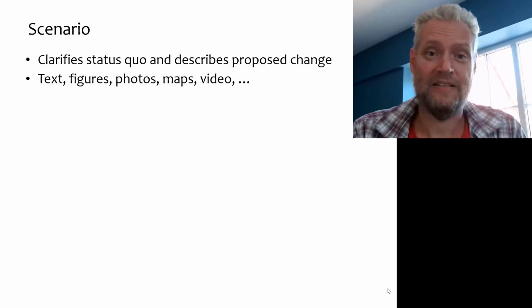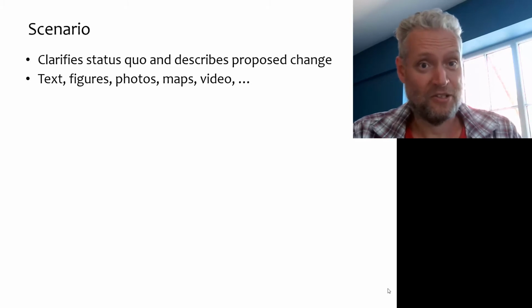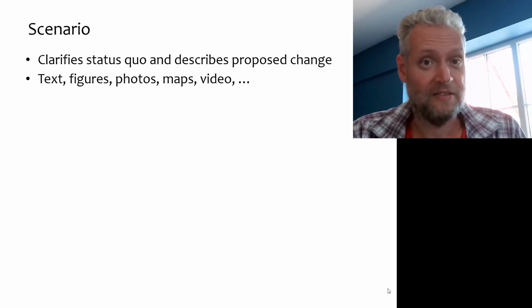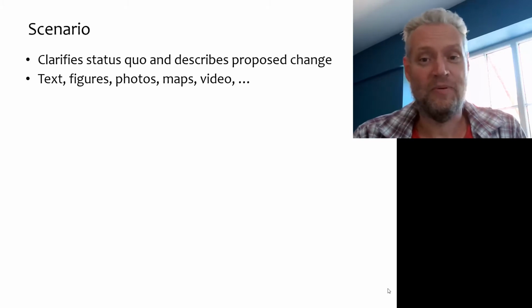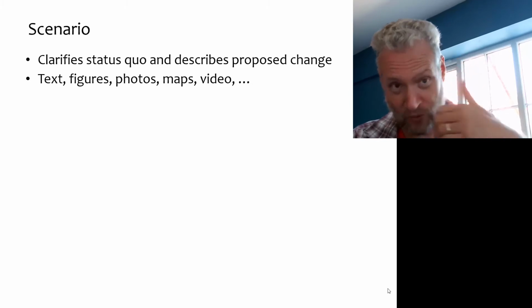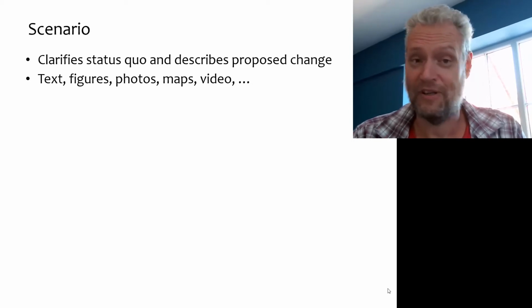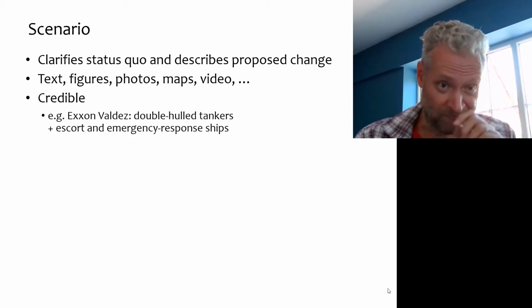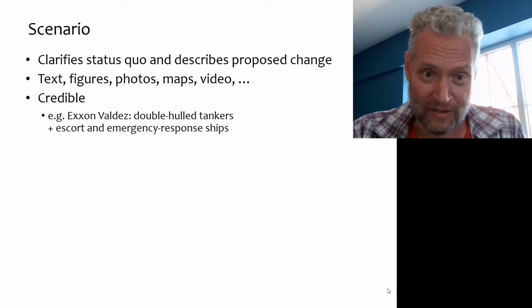So what is this whole business about the scenario? Essentially what you want to do here is make sure that everybody's on the same page with regard to the current situation. And often people don't really know what is going on. So it's good to remind them and then describe whatever change is coming, either because of policy intervention or because of some background trend. And you can use text and figures and photos and maps and video and whatever for that. Important there is that what you're describing is credible.